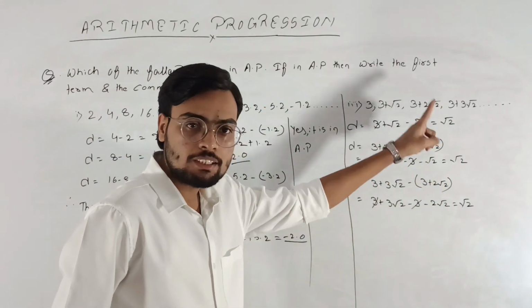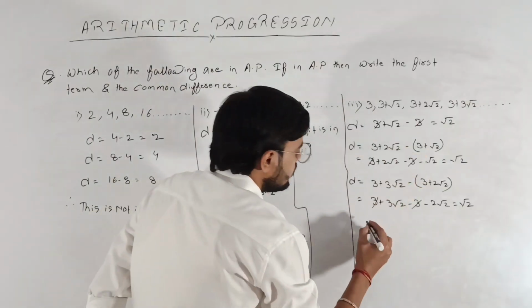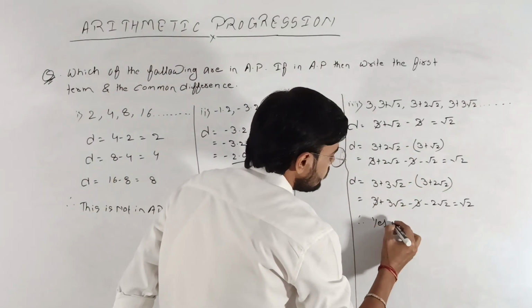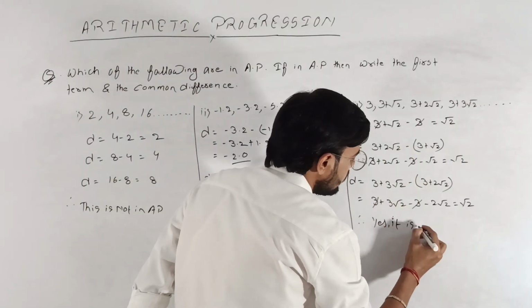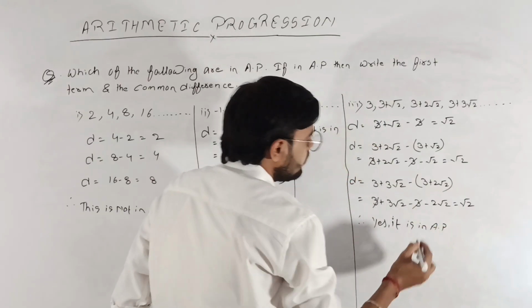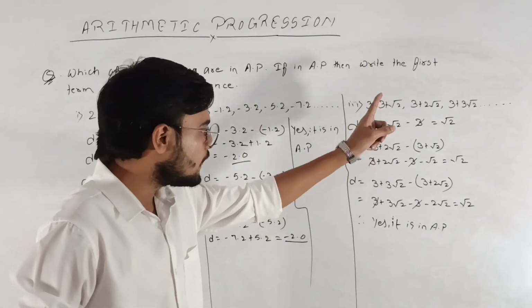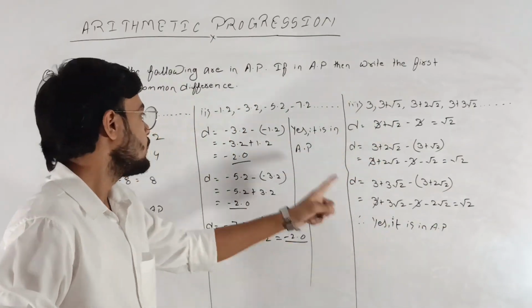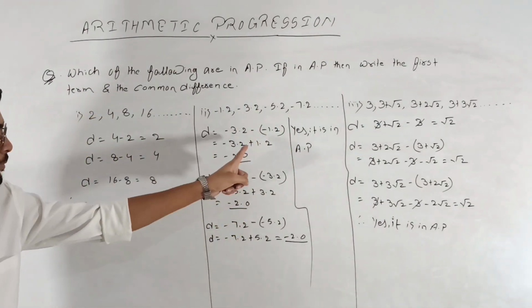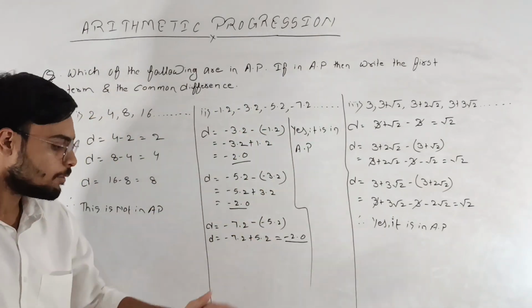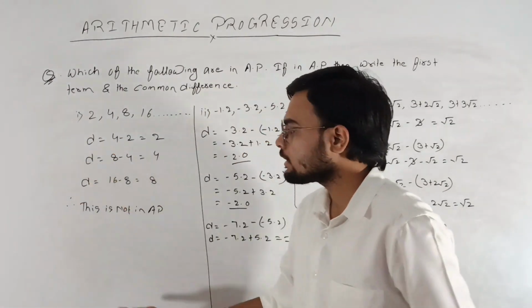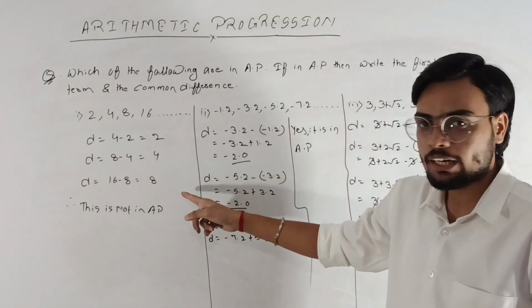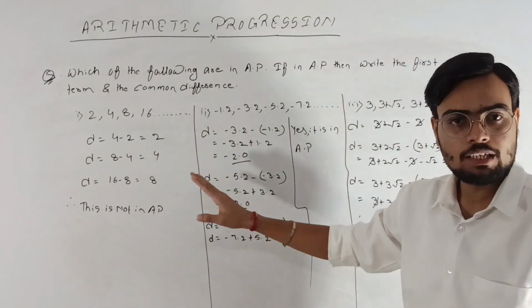So in this case d is again the same, therefore yes, it is in AP. Why? Because for this series d is the same, that's why this is an AP. For this series d is the same, that is minus 2.0, so this is also in AP. Understood? Now for this series d is different, 2, 4 and 8, so this series is not in AP.